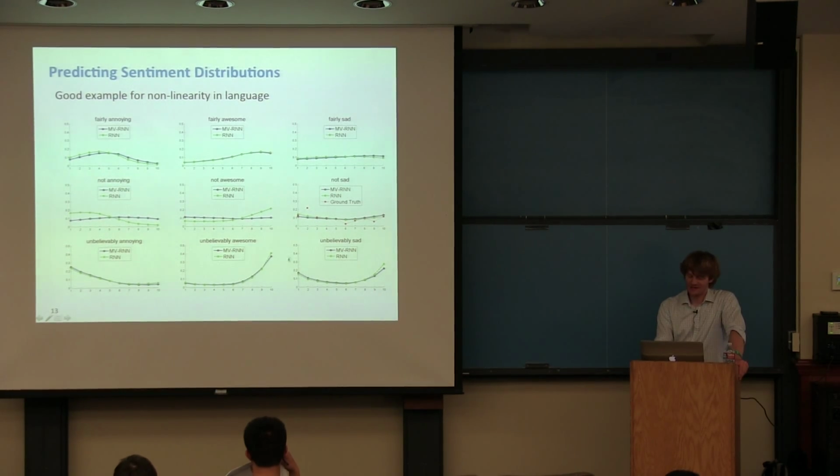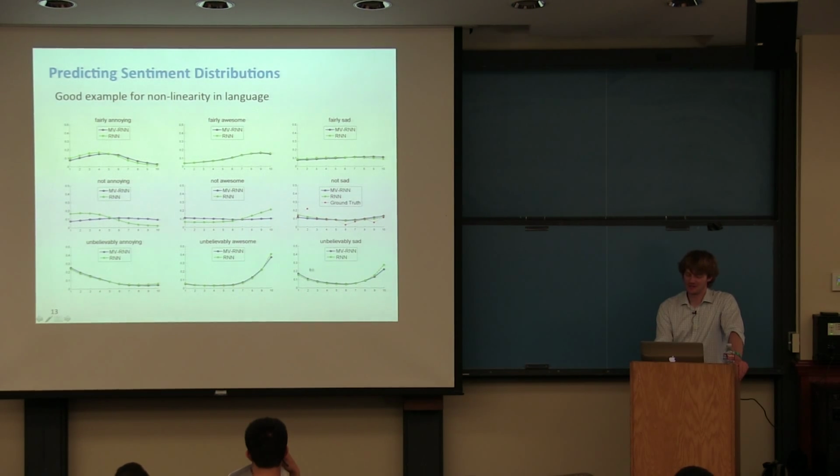And this one here is actually one of the more interesting ones. It's this kind of U-shaped curve here. So here both models correctly predict that "unbelievably sad" appears in very negative reviews as well as in very positive reviews. Does anybody have an idea of why that is?